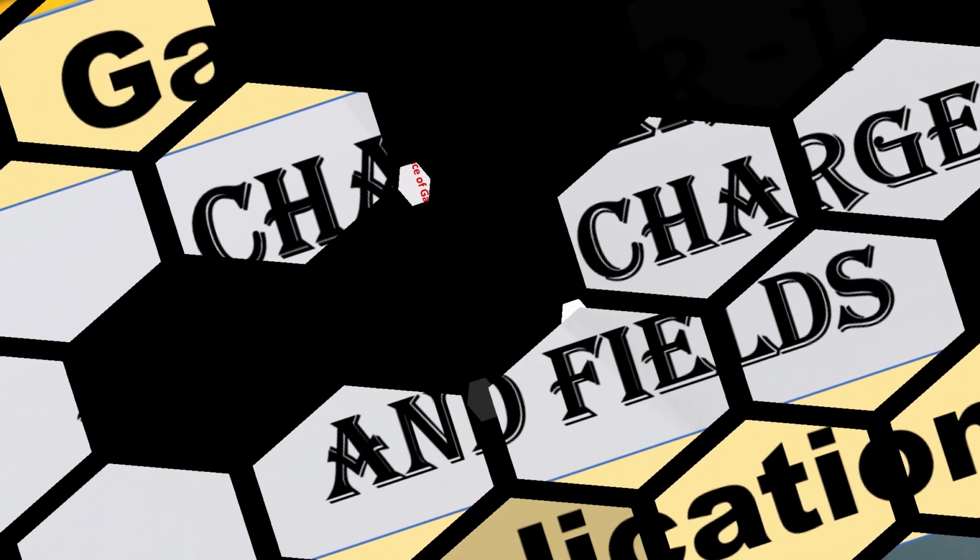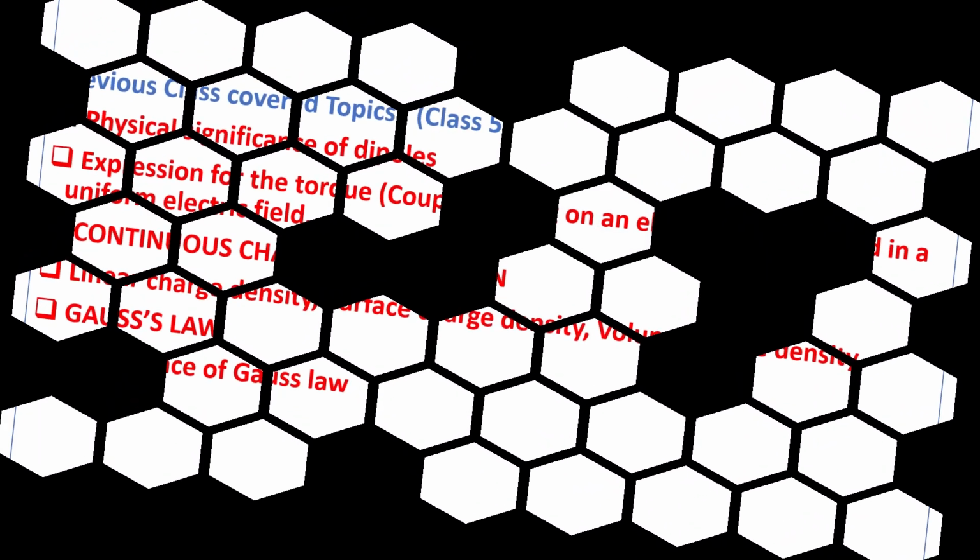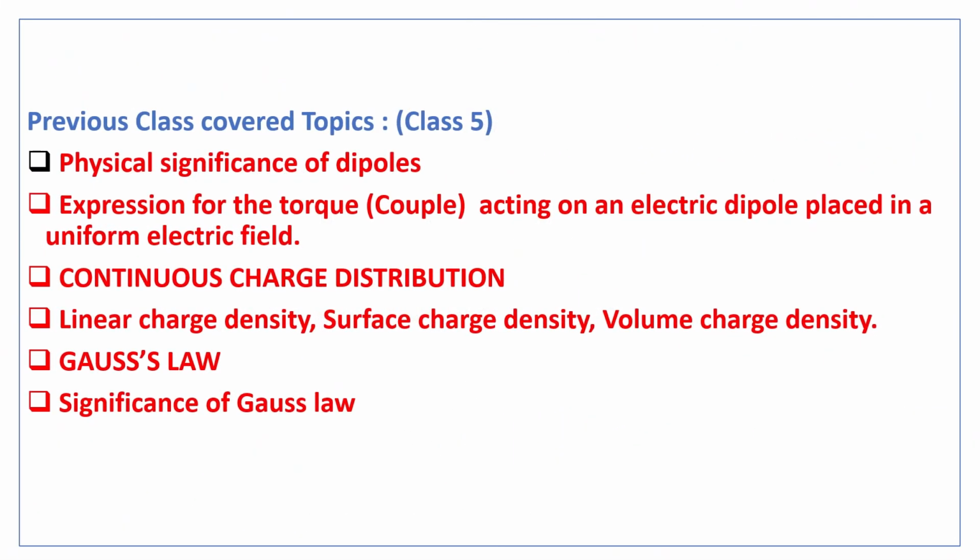In the previous class we discussed the following topics: physical significance of dipoles, expression for the torque couple acting on an electric dipole placed in a uniform electric field, continuous charge distribution, linear charge density, surface charge density, volume charge density, Gauss's law, significance of Gauss law.